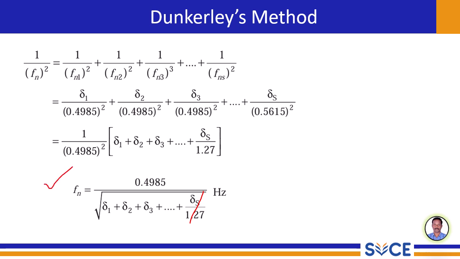Natural frequency of the shaft because of multiple loads, considering its own weight, is equivalent to 0.4985 divided by root of del 1 plus del 2 plus del 3 and so on till del n, and also using the weight of the shaft, del s divided by 1.27. In the next slide we will solve a small problem.